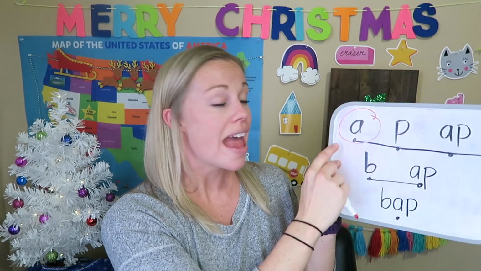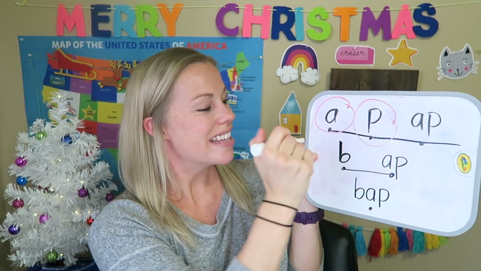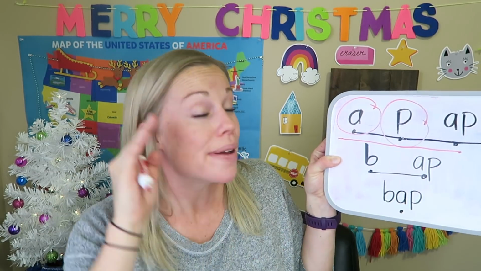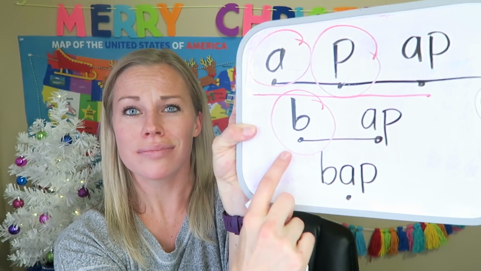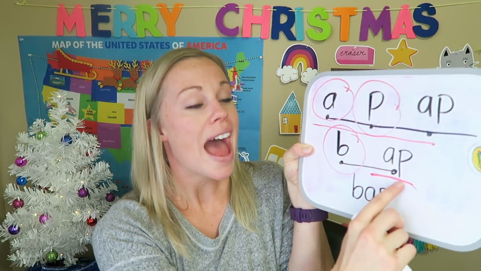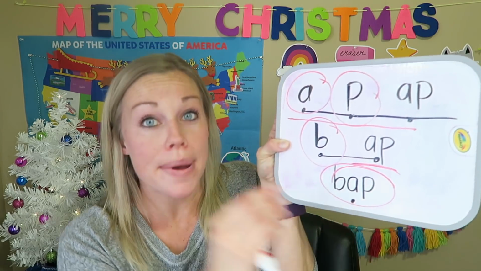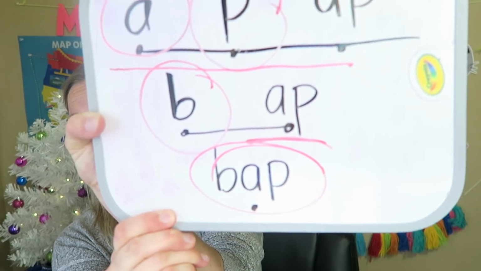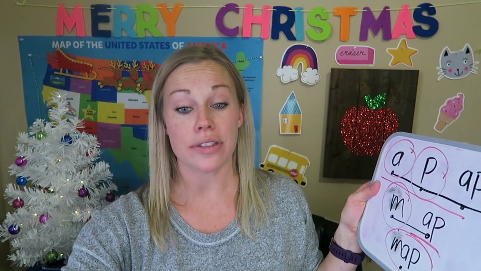I'm going to show you with the whiteboard. Ah. P. App. B. App. Bap. Now I have to practice with the whiteboard so that it's on the screen. That's a big thing. And if I'm using the whiteboard, then I can just quickly change it to an M for the next slide, where I'm having them sound out the word map.